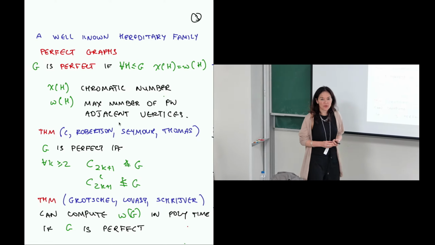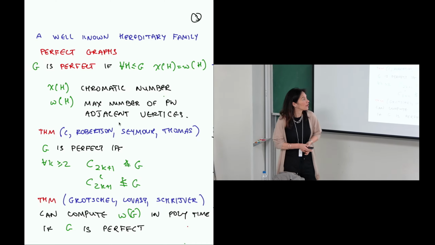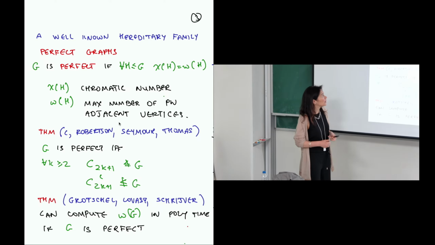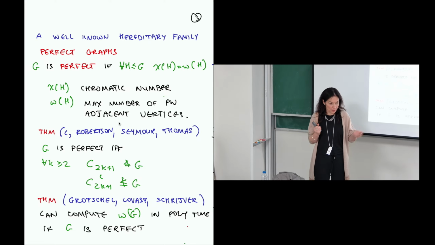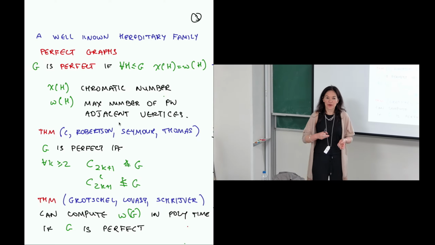So one of the most well-known hereditary families, one of the most well-known families closed under induced subgraphs, is the family of perfect graphs, and just to remind you what they are. It's something to do with coloring. If you want to color a graph, there's an obvious lower bound on how many colors you need to use, and that's the clique number. And there are some graphs where this bound can be achieved.